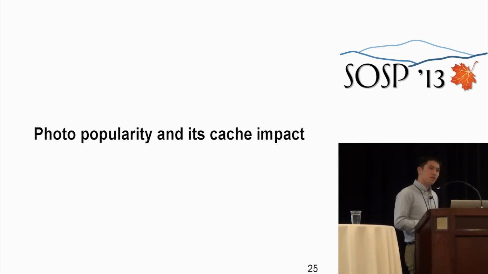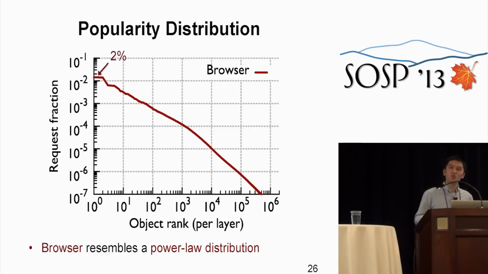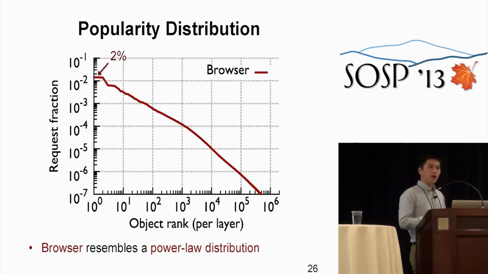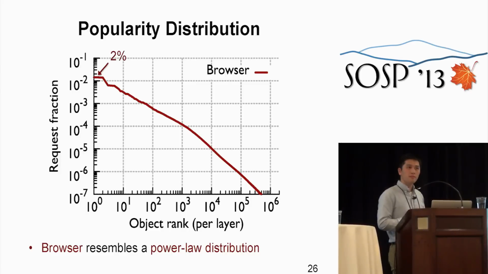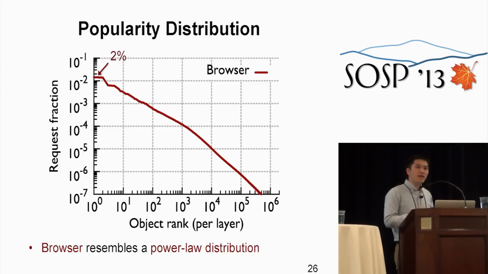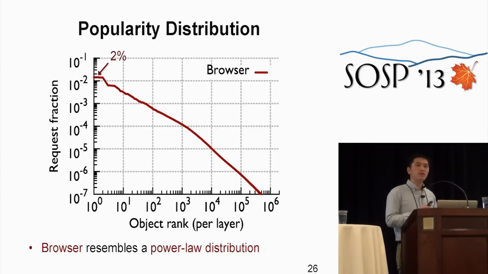But let's switch gear to the second lesson: how the popularity of photos changes across different layers, and how that impacts the cache performance. I promise I'm going to show you the real workload, and here it is. It is the workload we have seen on the browser, plotted in log-log scale. Still, the x-axis is the rank of objects in terms of popularity. The y-axis is the fraction of requests attributed to each object, compared to the entire traffic we have seen on the layer.